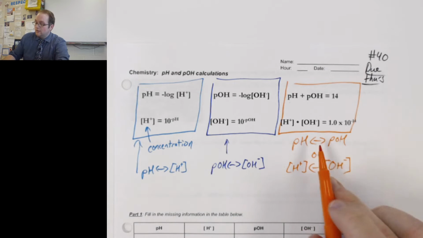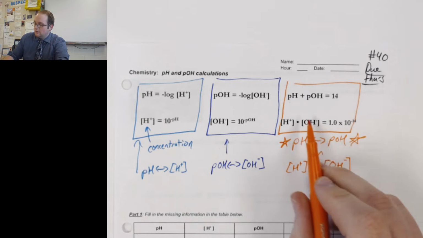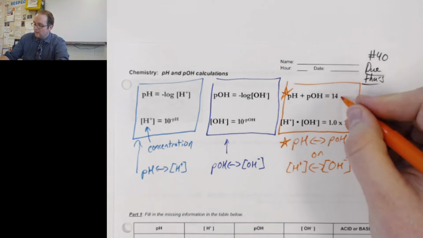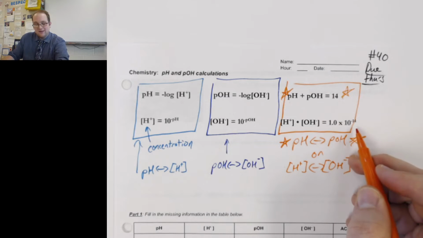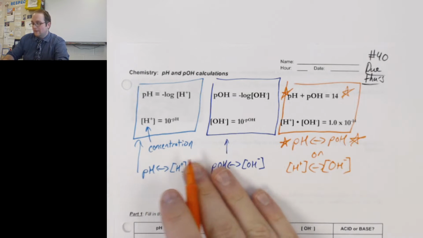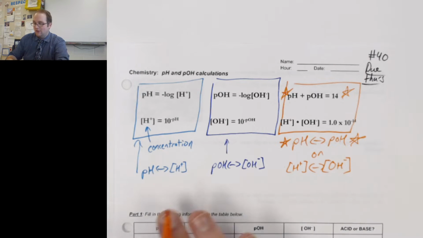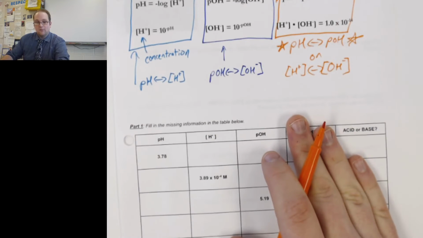So most of the time I like to use this one personally. These guys here, I have to type in 14 into my calculator rather than 1.0 times 10 to the negative 14th. That's just a hassle. Nobody wants that. So the simplest way to understand what's happening here is to see how we use these equations in different problems. And that's what this part one is for.